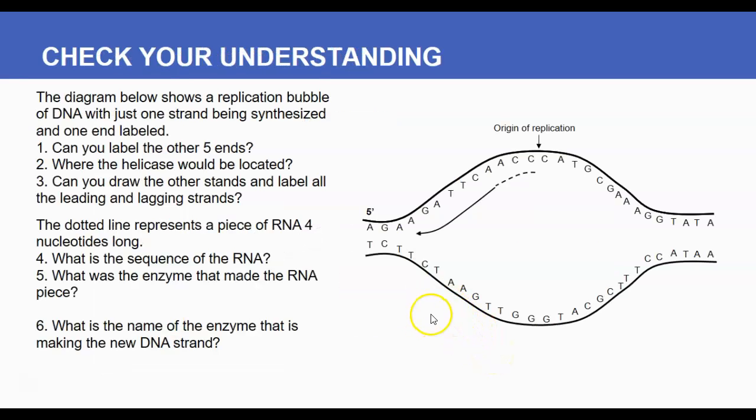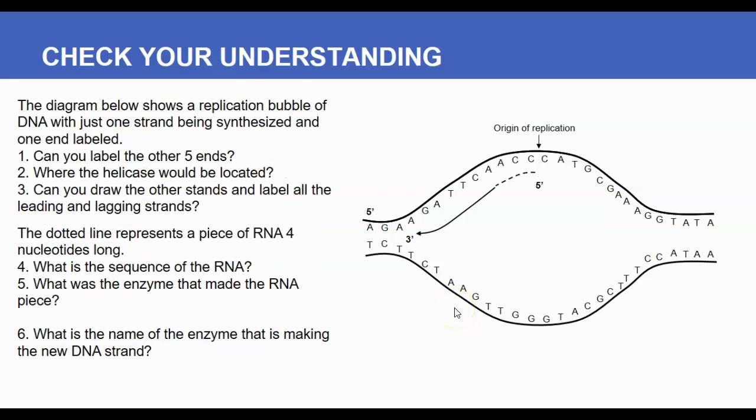Another important check of your understanding. So here we have this replication bubble. You have the origin of replication here. I have the 5' end here. Can you label all the other ends? Well, if this is 5', then this is going to be 3'. If this is 3', this is going to be 5'. If this is 5' here, this is 3' over here. If this is 3', this is 5'. You see where I'm going with this? 5', 3'. So you're always going to have those opposites.